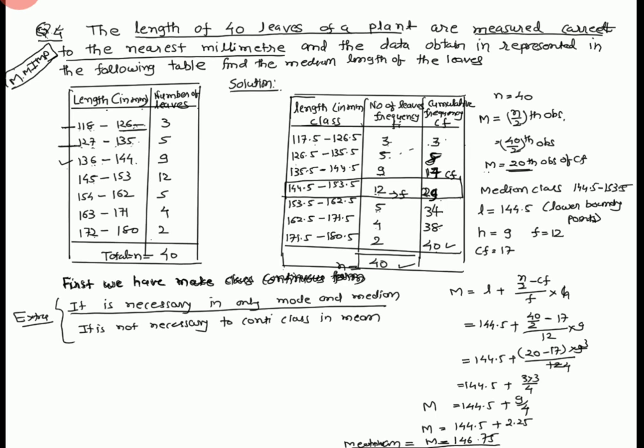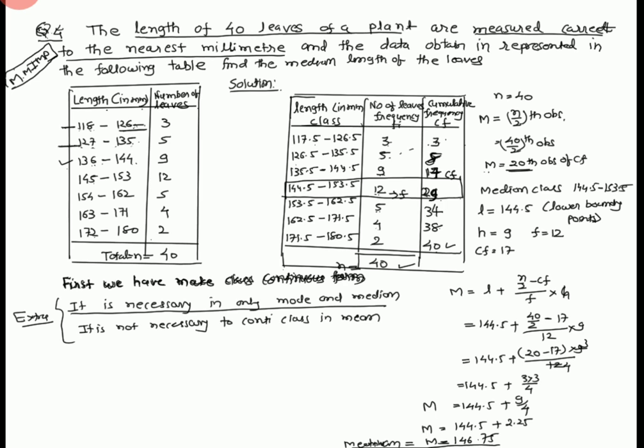Now the table is given: 118 to 126, 127 to 135, 136 to 144, 145 to 153, 154 to 162, 163 to 171, 172 to 180. Length of leaves in millimeter, number of leaves: 3, 5, 9, 12, 5, 4, 2. Total equal to n equal to 40.